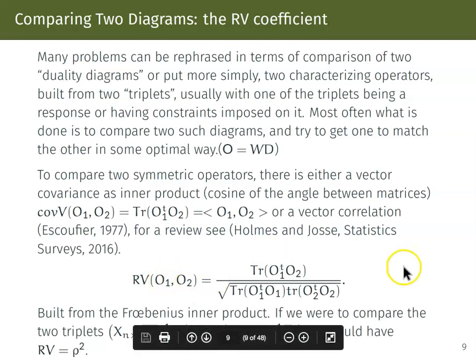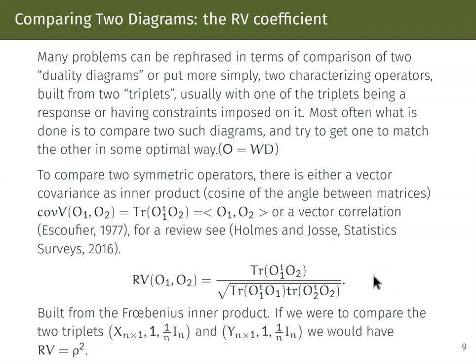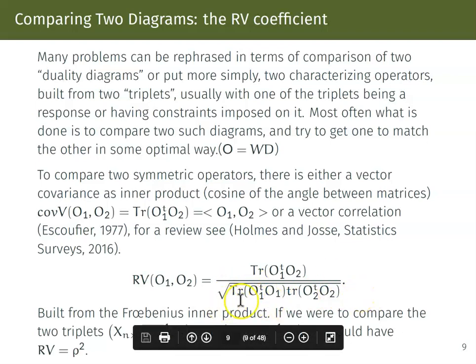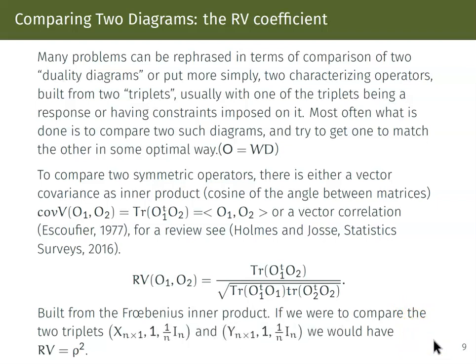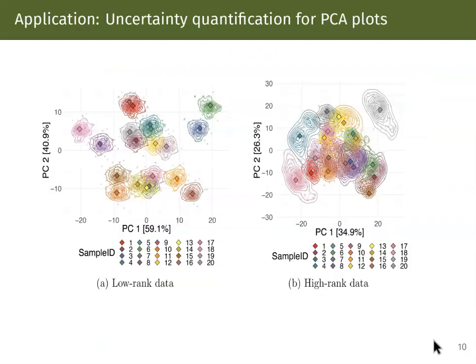So the definition of this is the trace of O1 transpose O2, and then we have a normalization term that we take the square root of. This is very much like what happens in the ordinary correlation coefficient, where you take square root of the variances. So here the RV coefficient serves as a way of comparing two PCAs, for instance, or two different decompositions. I'll show you a little application and how we use it.